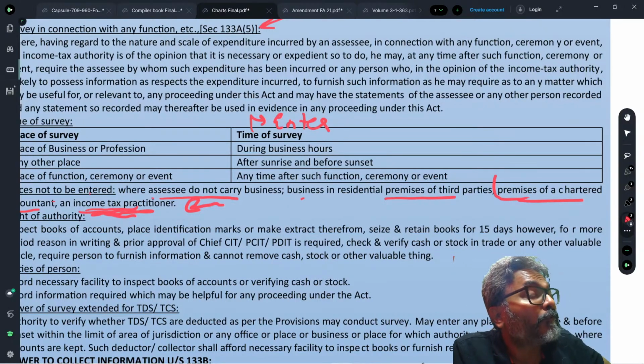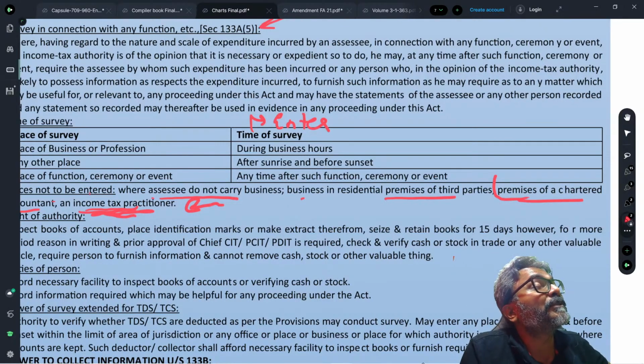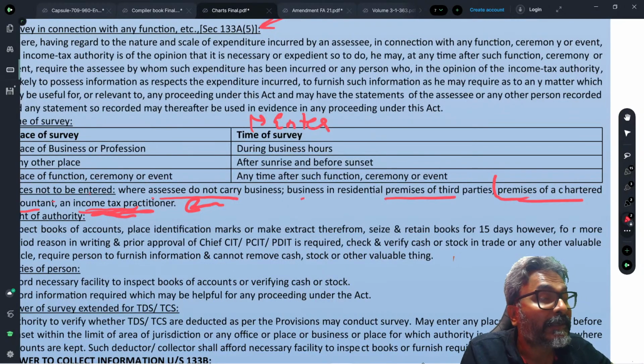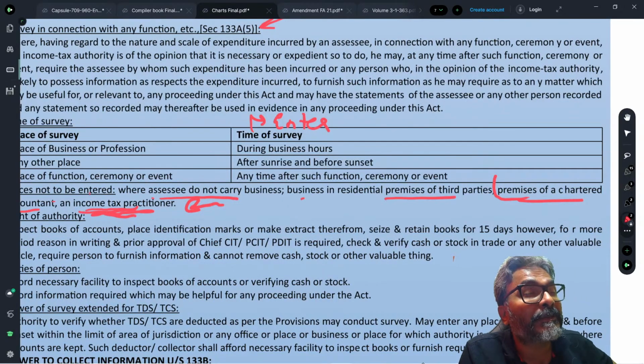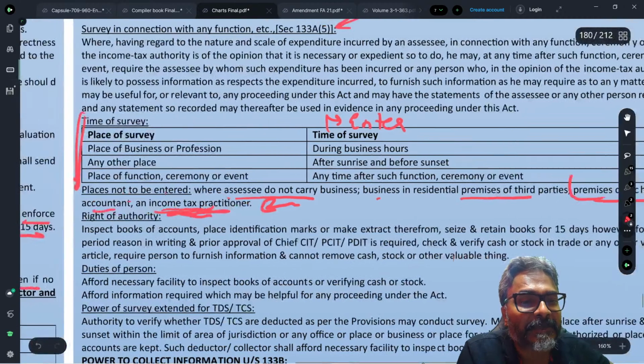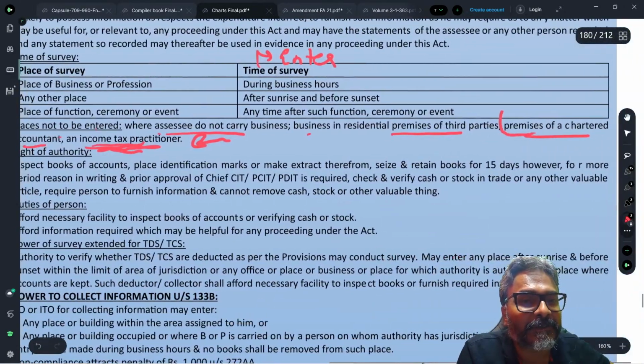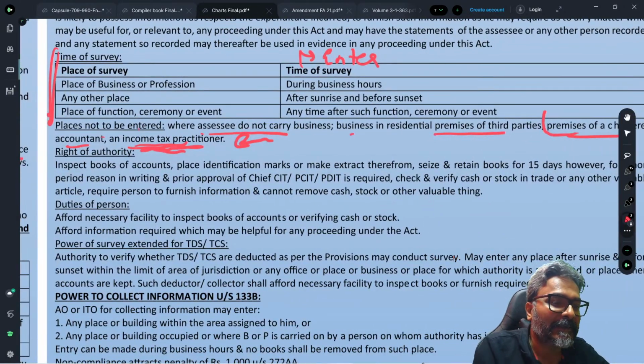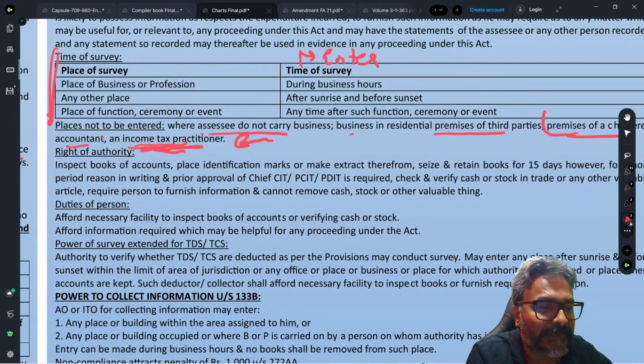But if they give you further information in the question suggesting that the assessee has offered an explanation that the books have been kept in the premises of the CA, then can the premises of the CA now be subject to the survey under section 133A? Can that be the subject matter of the survey under section 133A? The answer is yes.